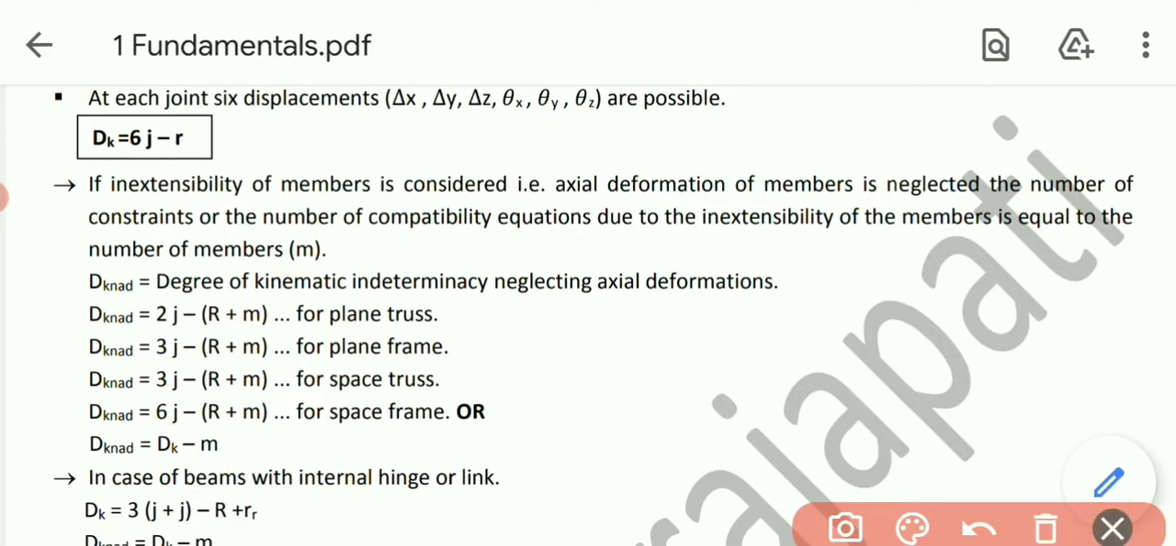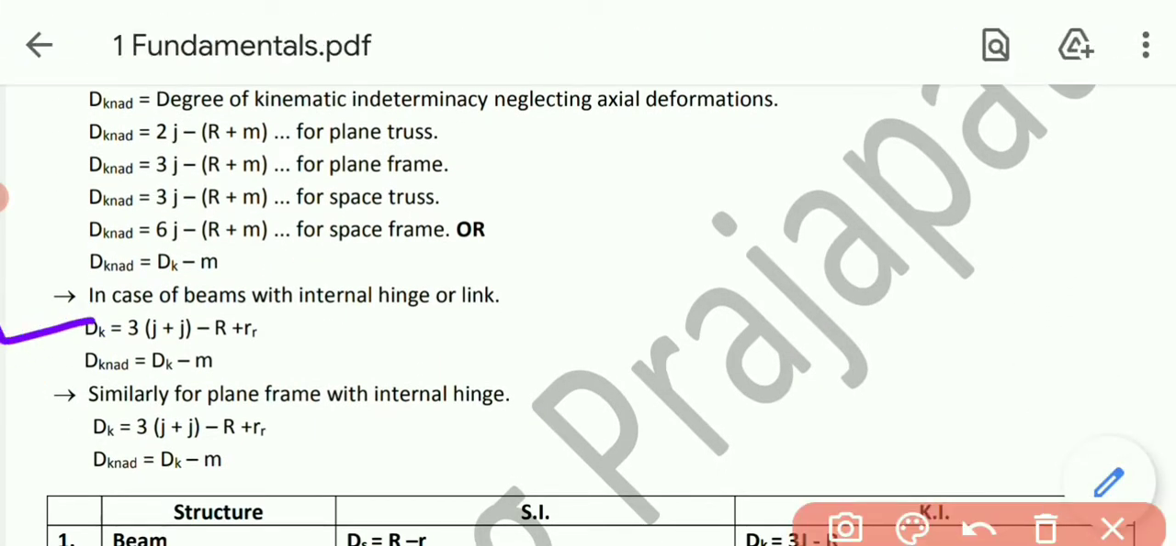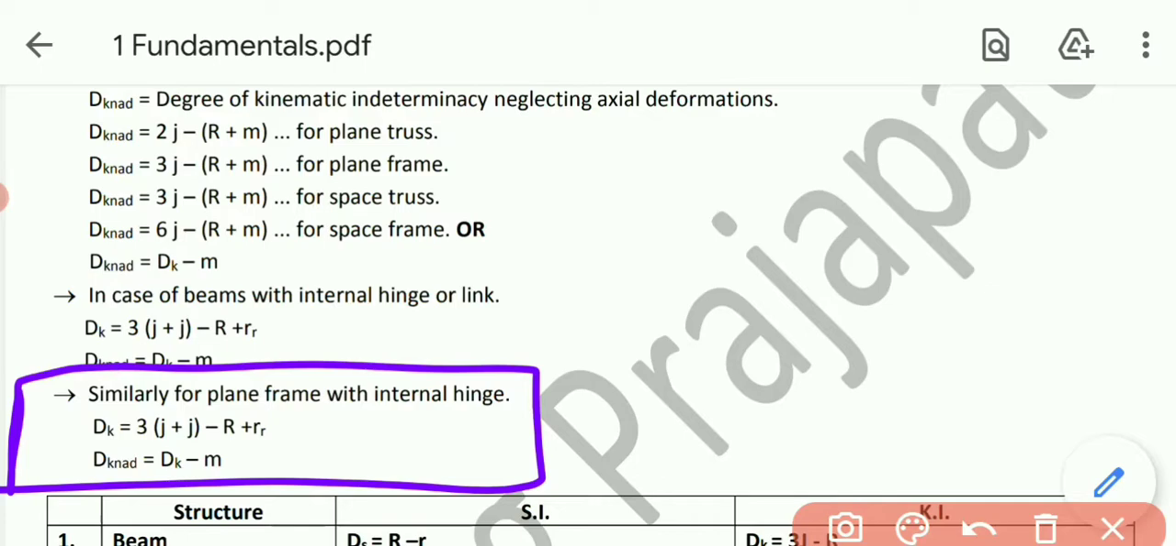Or, in case of a beam with an internal hinge or link, the formula will be dk equals 3 times j plus j dash, minus capital R plus small rr, and dk naught equals dk minus m. Similarly for a plane frame with an internal hinge, the same formula applies: 3 times j plus j dash minus capital R plus small rr, and dk naught is dk minus m.